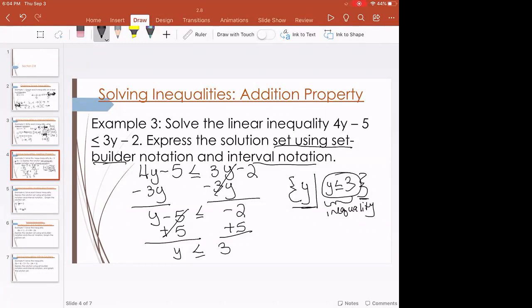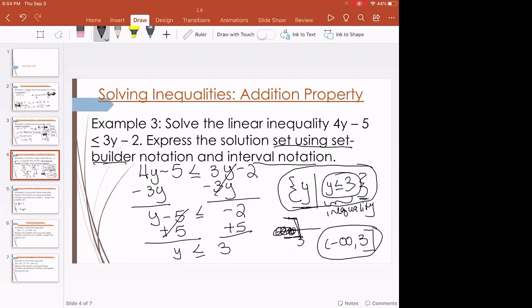To put that in interval notation, the easiest way is to think of your number line. Less than or equal to gets a bracket, so negative infinity to 3, and you're done. Set builder and interval notation. Okay?